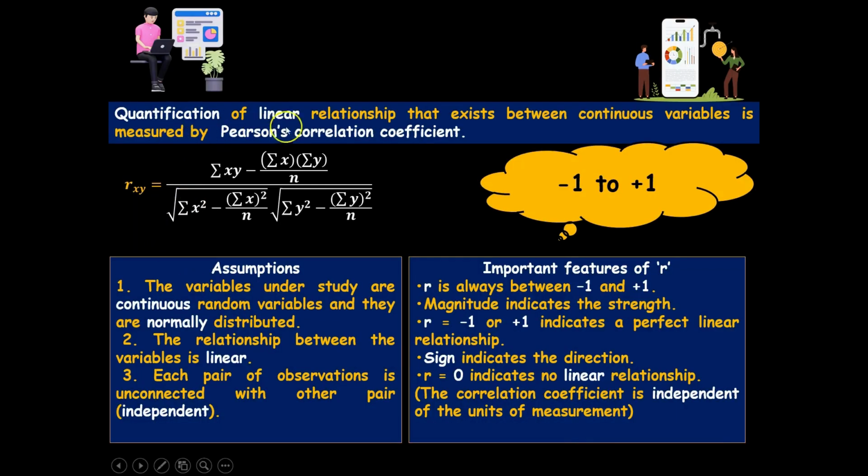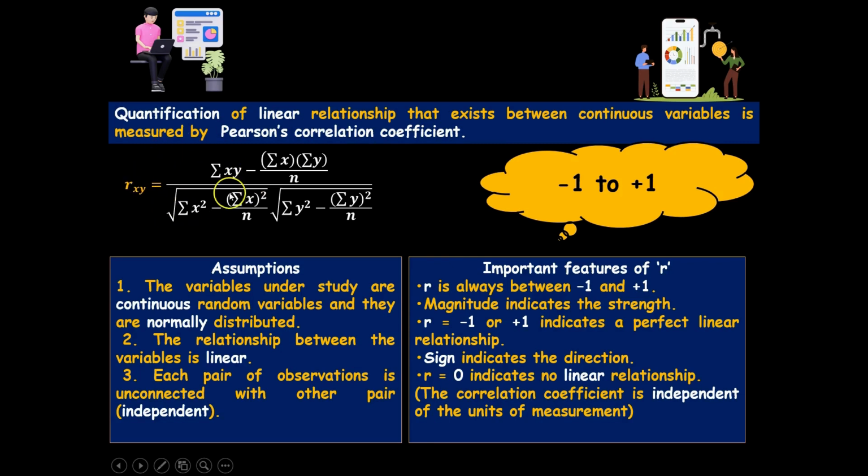Now, because correlation always tests the linear relationship between the variables, the quantification of the linear relationship that exists between continuous variables can be measured by a very important coefficient known as Pearson's correlation coefficient. It is named after a famous statistician, Karl Pearson, who gave this coefficient. That is why it is known as Pearson's correlation coefficient.